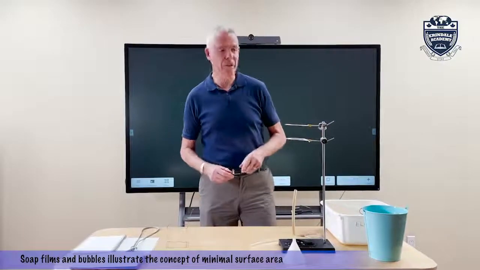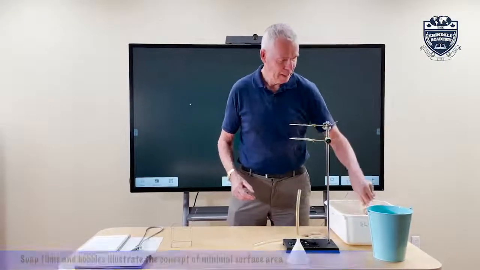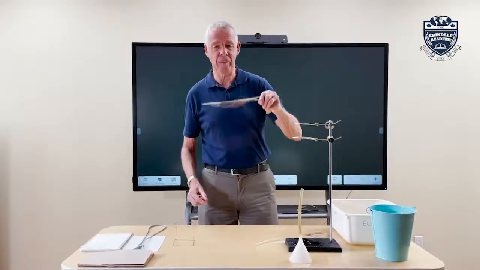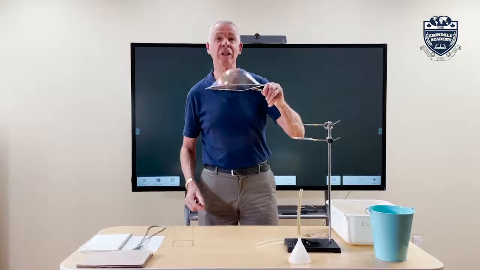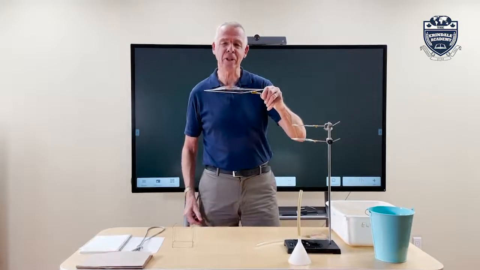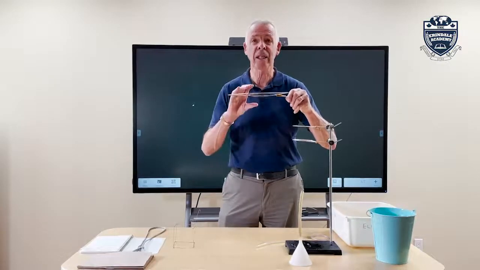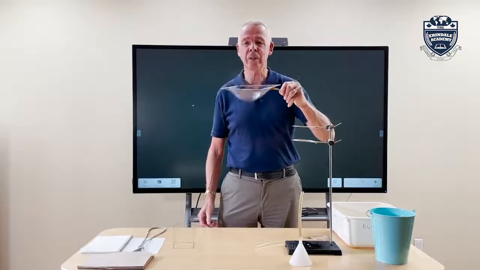We're going to look at the properties of a soap film. And this is a soap film. Look at that. Look how stretchy it is. Actually, maybe soap film is the wrong word because it's really a water film, but the water, of course, has to have soap in it. And there's a reason for that.